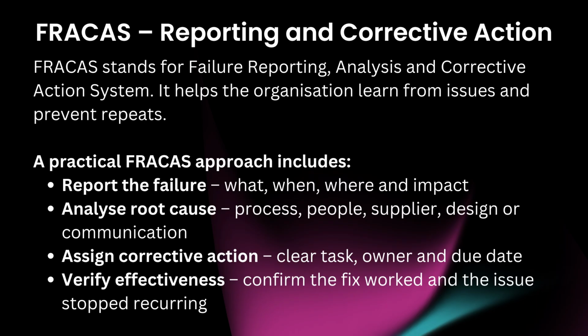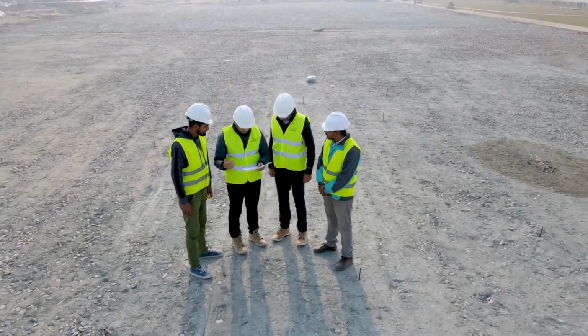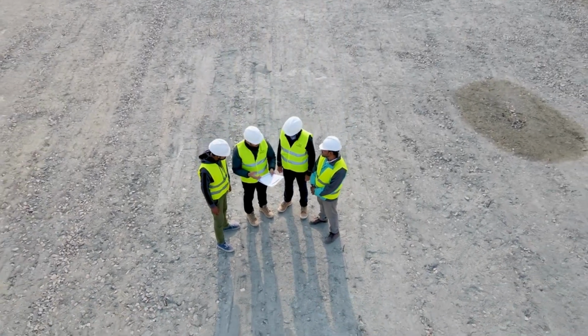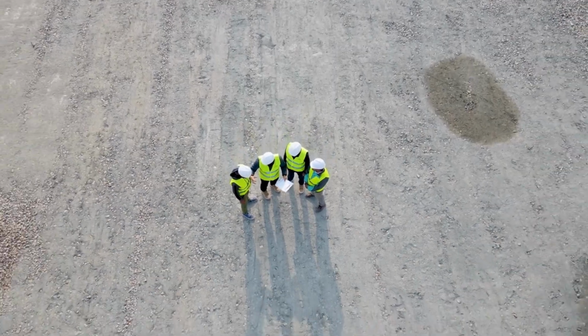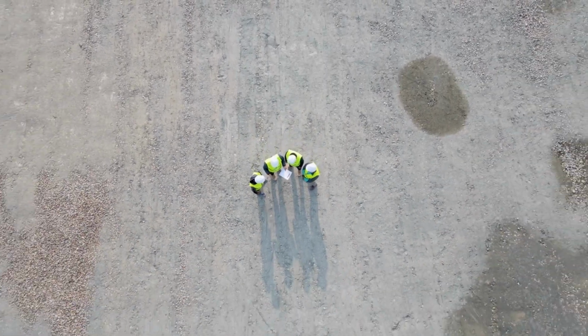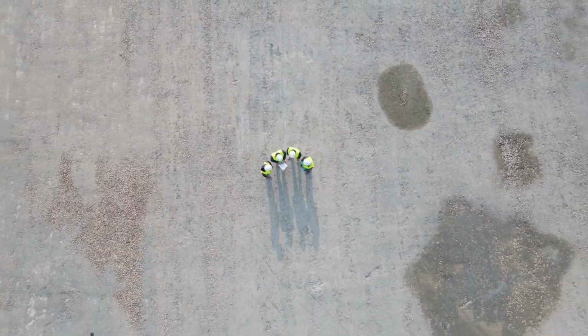A practical FRACAS approach includes: report the failure, what, when, where, and impact. Analyze root cause: process, people, supplier, design or communication. Assign corrective action: clear task, owner and due date. Verify effectiveness: confirm the fix worked and the issue stopped recurring.